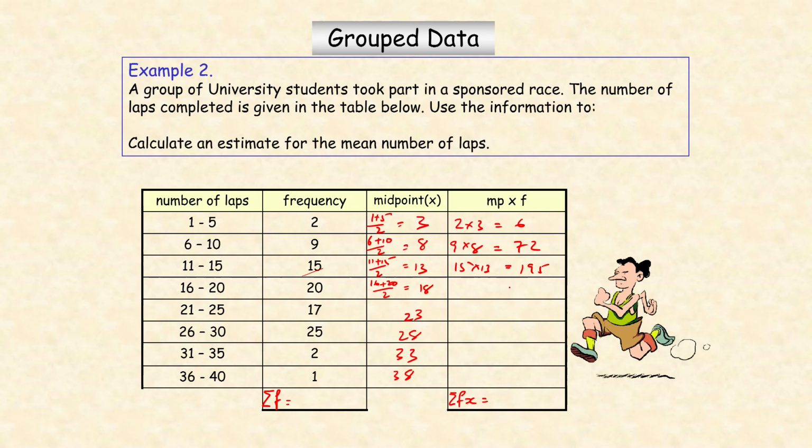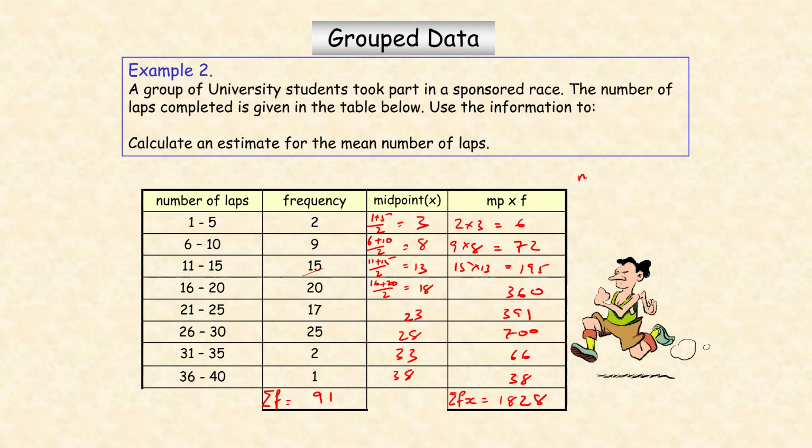So you should have 360, 391, 700, 66, and 1 times 38 is 38. So the sum of the frequency should have 91, and the sum of the f times x, I should have 1828. Hopefully you got both of those.